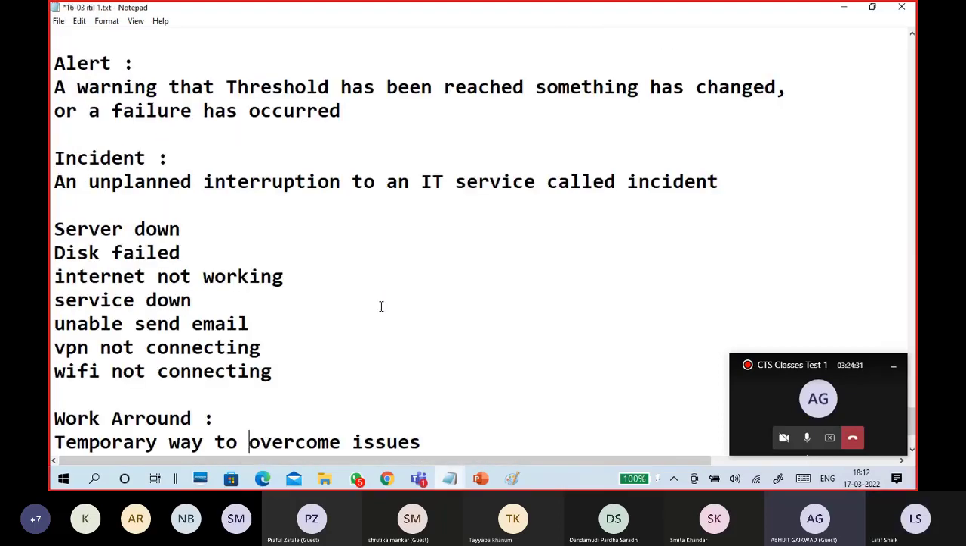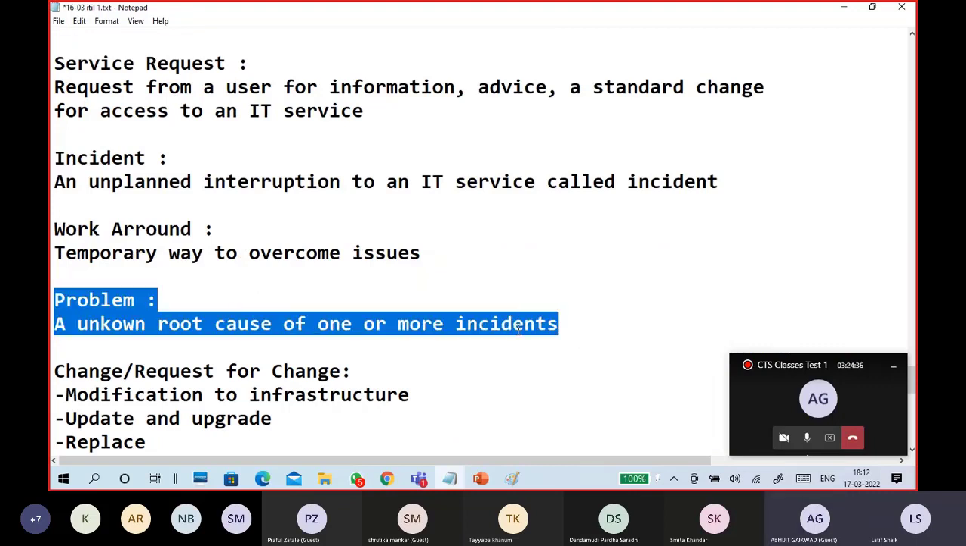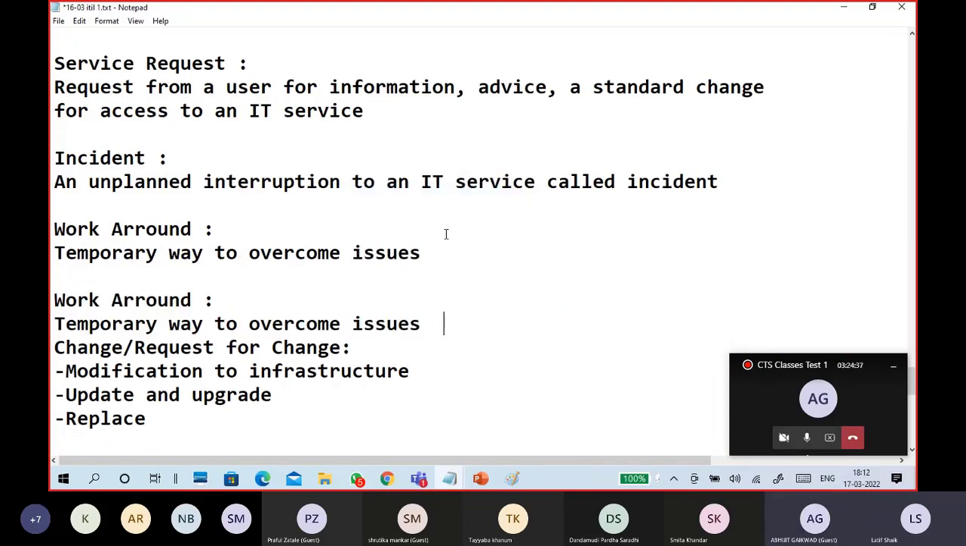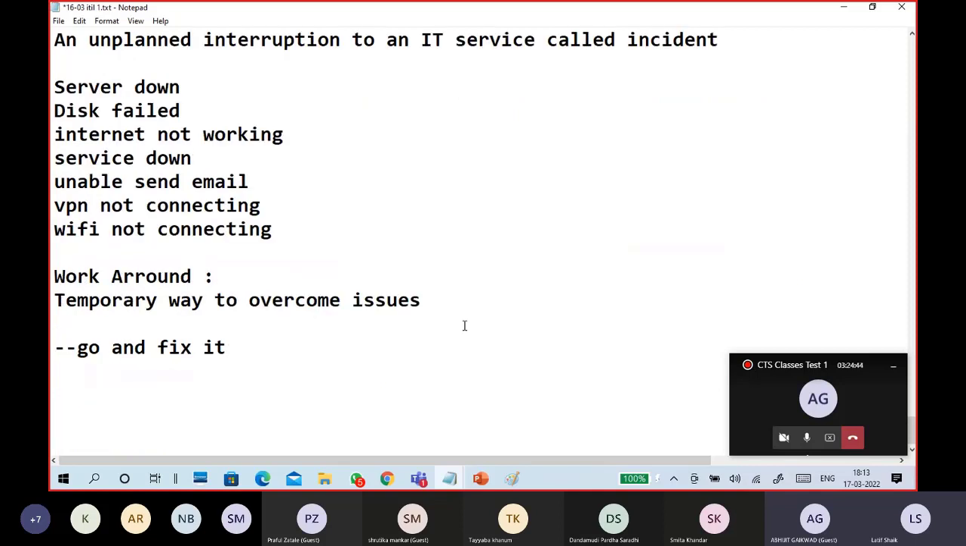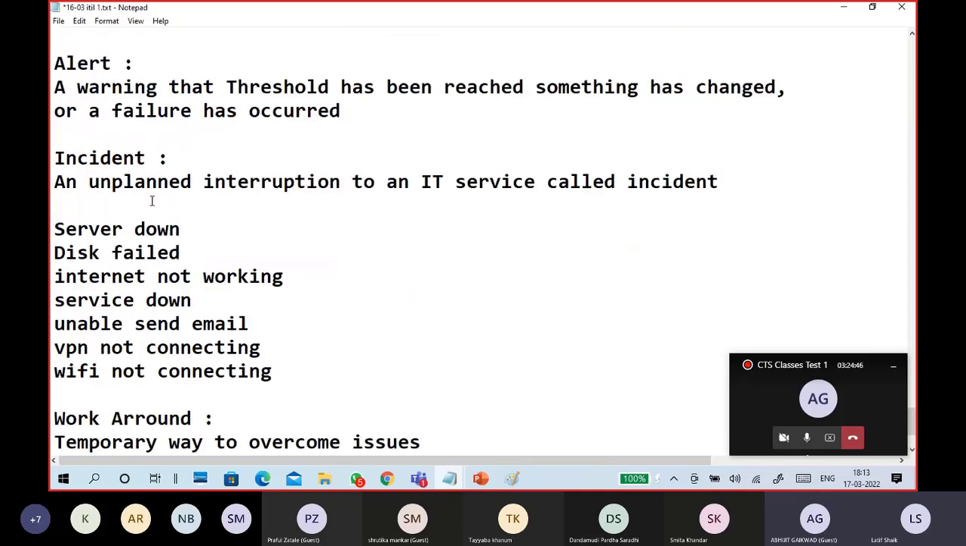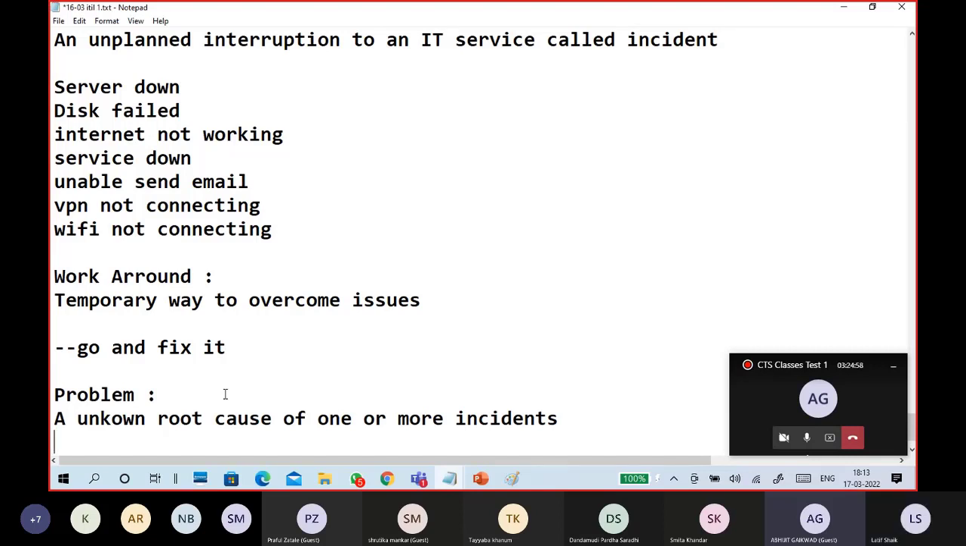Next. I am not spending more time on it. Actually, I will spend more time on incidents because incident is very important, guys. If any interruption happens to the IT company, it is an incident only. Problems never happen directly.